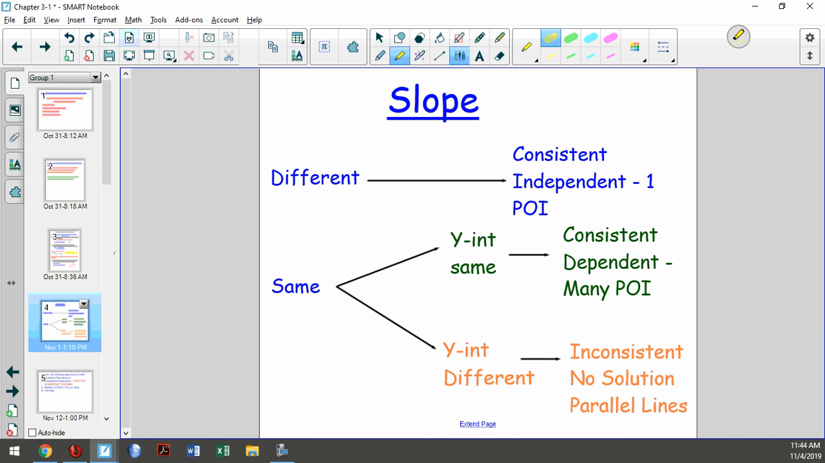If the slopes are different, then it's a consistent, independent, one point of intersection. Lovely little problem. You with me? If the slopes are the same, you then are going to compare the y-intercepts. And if the y-intercepts are the same, that means it's the same slope with the same y-intercept, which means it's dependent with infinitely many points of intersection. Yes? However, if I have the same slope with a different y-intercept, that means I'm going to be parallel and they're train tracks. Do we all understand that?